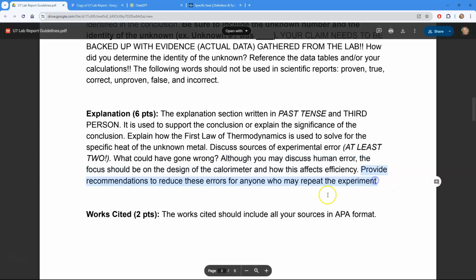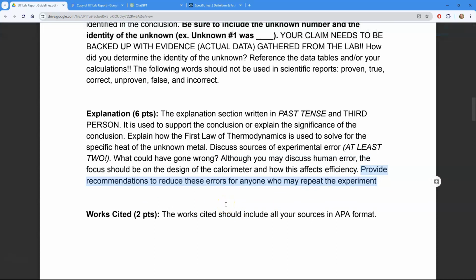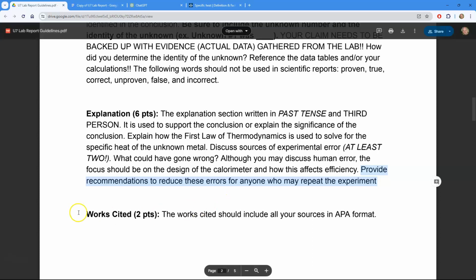Finally, it says provide recommendations to reduce these errors for anyone who may repeat the experiment. So thinking about the one we just talked about, transferring the metal from the boiling water to the calorimeter, what could you do differently to retain that heat so we're not losing any heat? Would you want to do it slower, faster? Is there anything you can do in the process to eliminate any of that heat from escaping? What about when you put the metal into the water, your calorimeter? How do you keep the heat from escaping? What could you do differently?